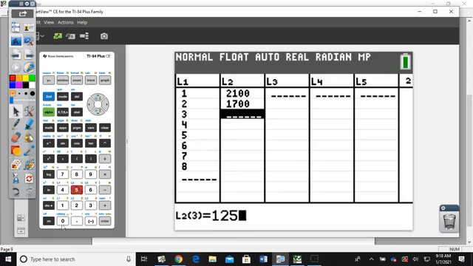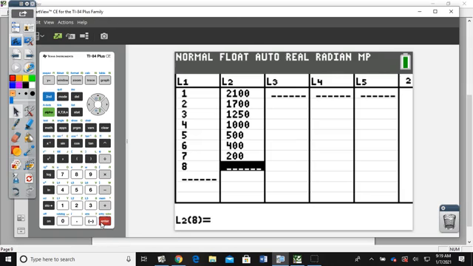1250. Thank you, Kimball. 1,000. 500. 400. 200. 100. 100. 150. 100.